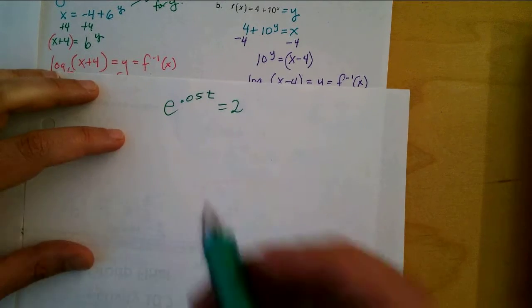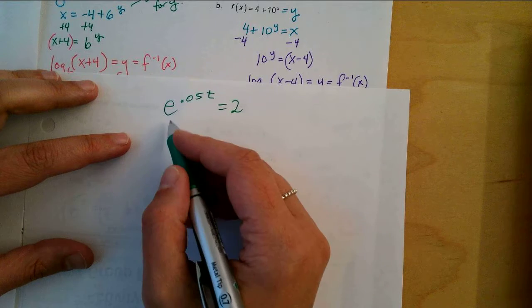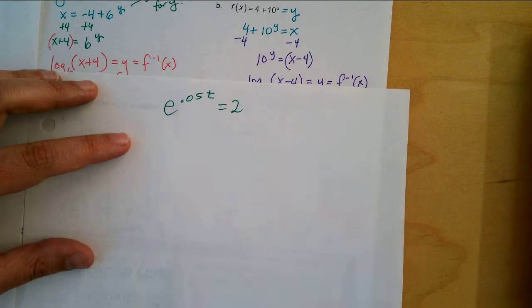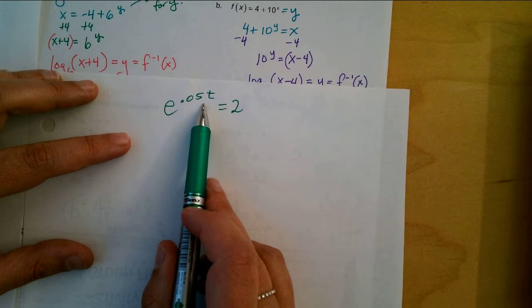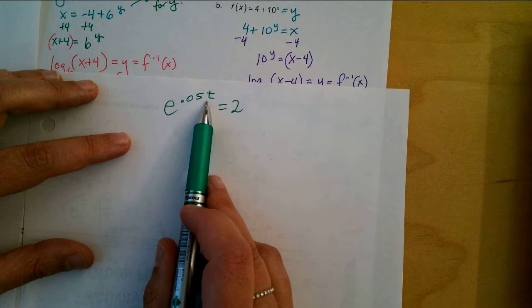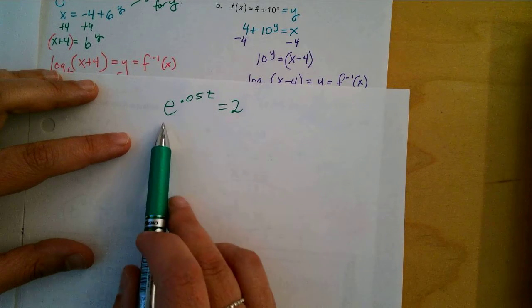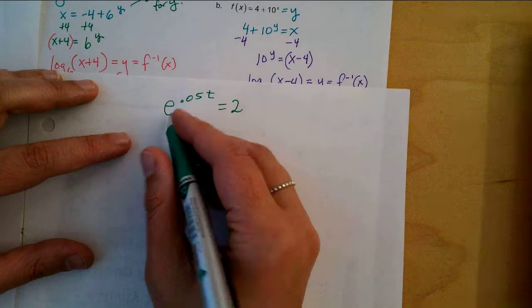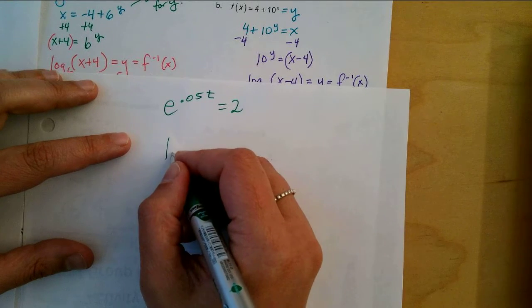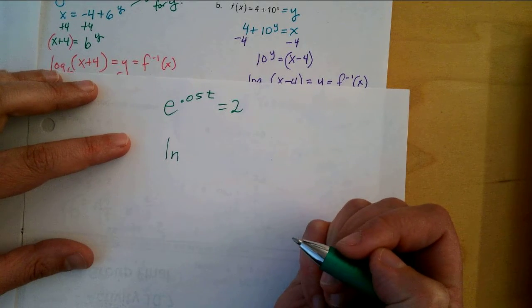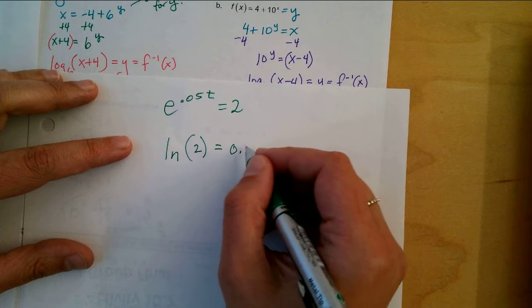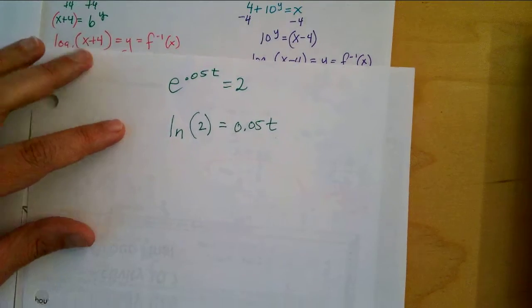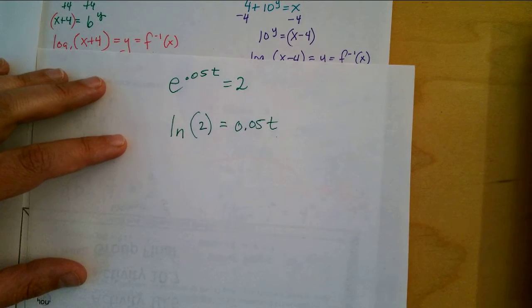If I want to solve this, I want to use a log base e, see how the base is e? Because that's where the exponent lives, right? The base is the number where the exponent lives. So what's the opposite of that? That's log base e, which is ln of 2 equals 0.05t. How could I get t by itself?